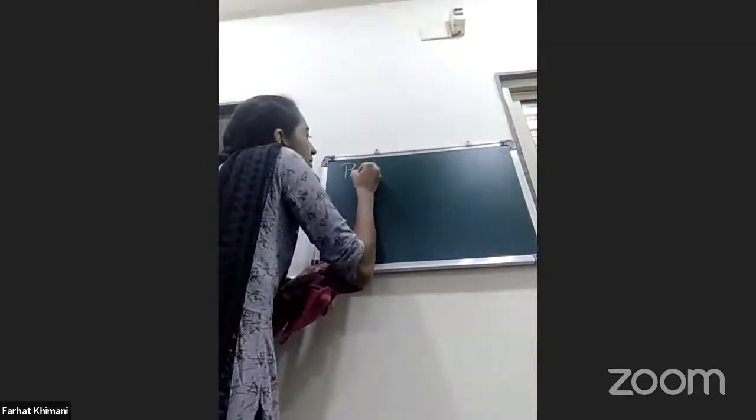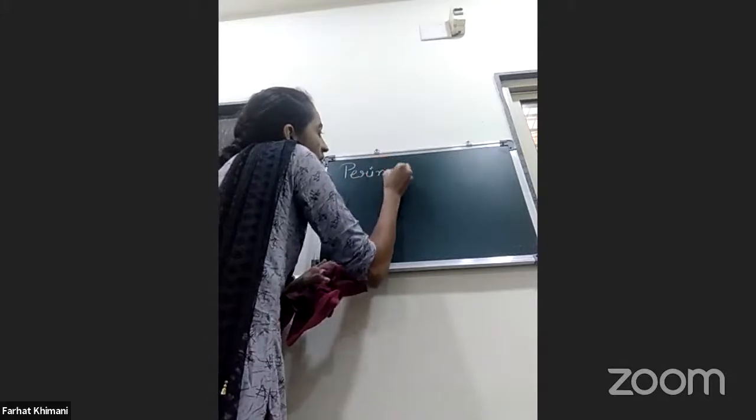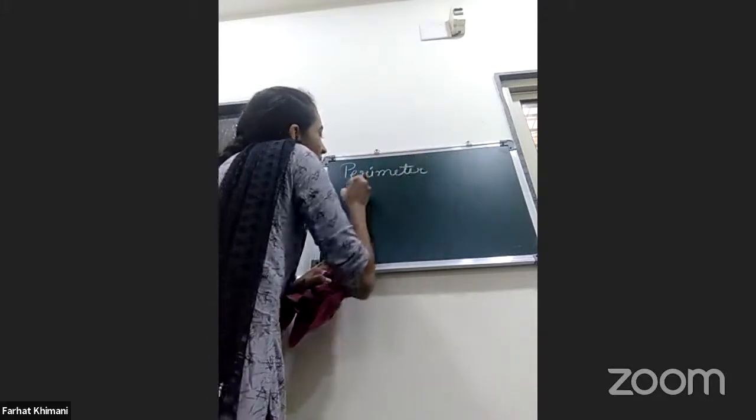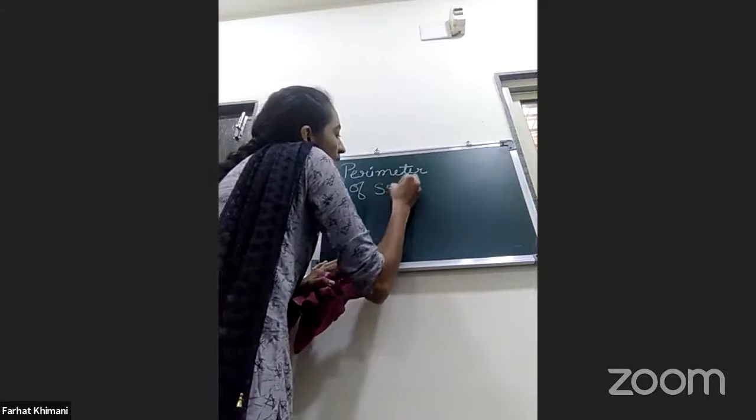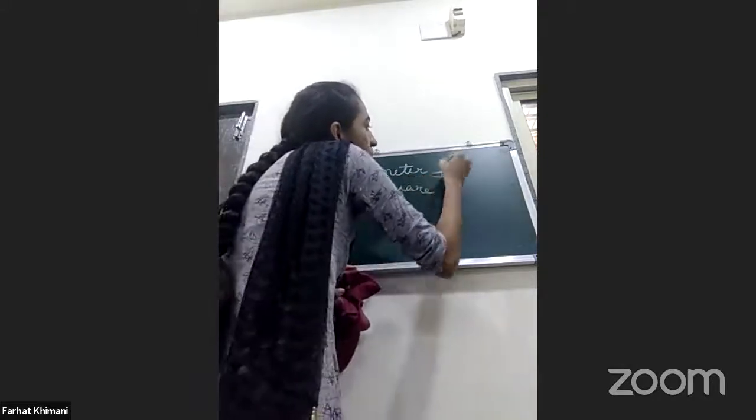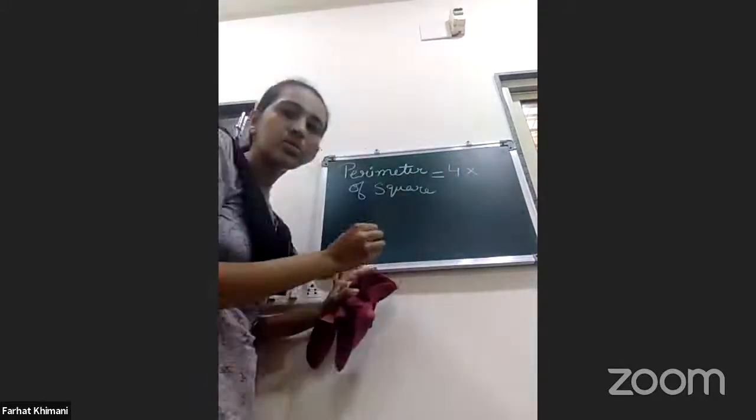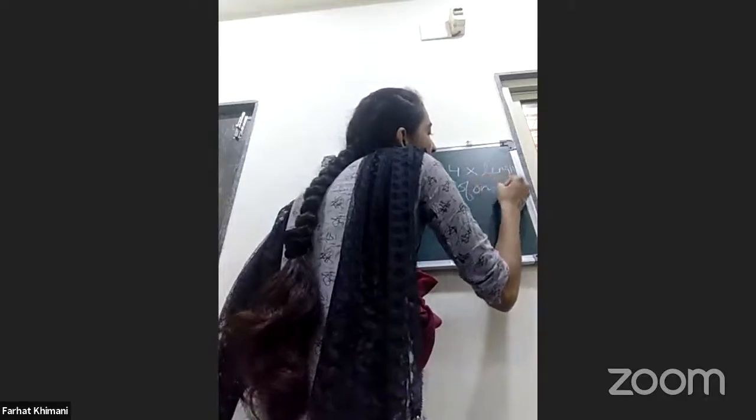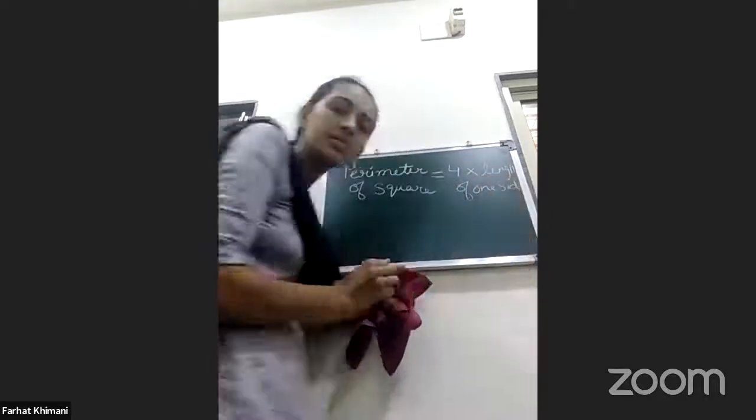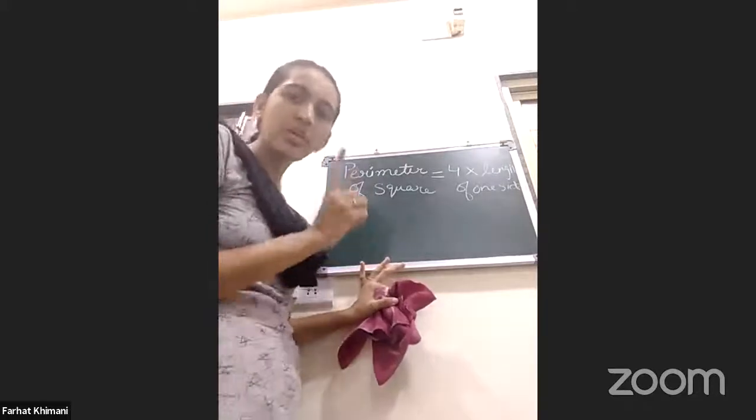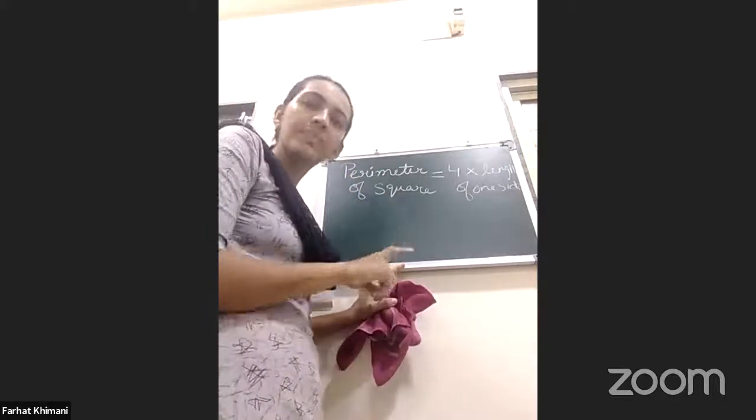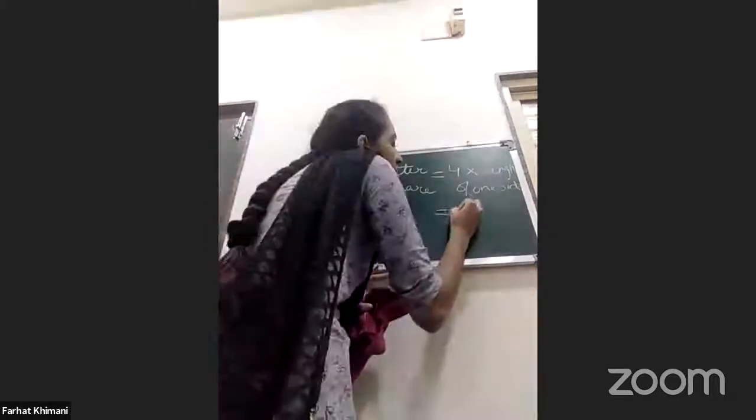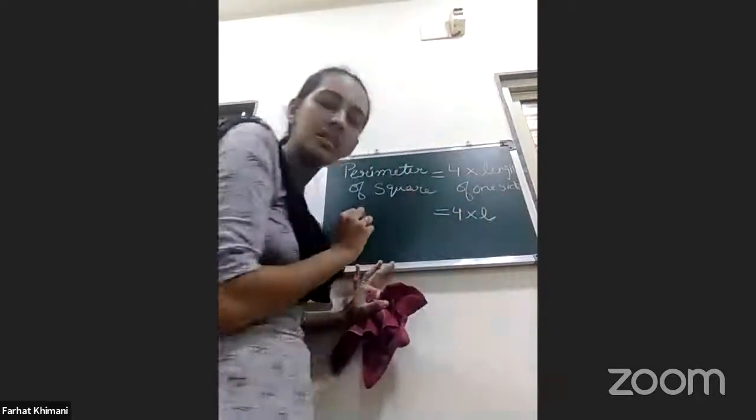So what we get for the formula is: perimeter of square equals 4 into length of one side, or length of one side into 4. So in short, we get 4 multiplied by L.